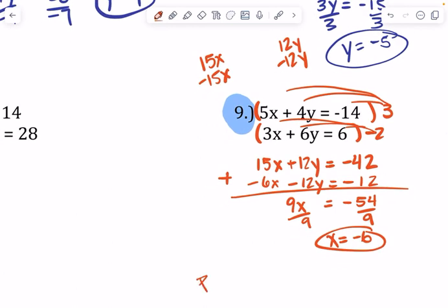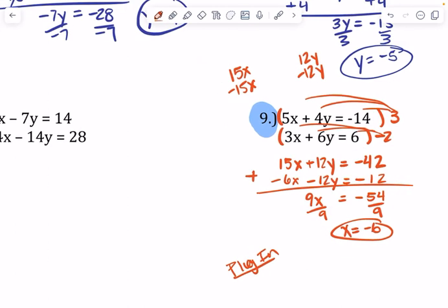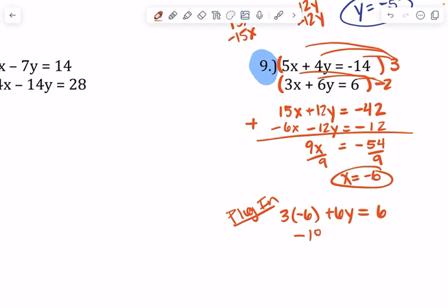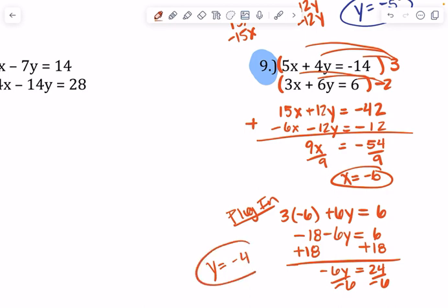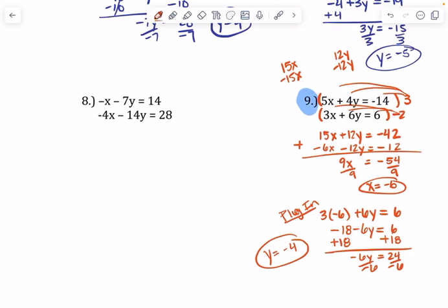And then we need to just pick one of your original equations to plug into. It does not matter which one. Whichever one looks best to you. So I'm going to do the 3x plus 6y equals 6. So we found x, so 3 times negative 6 plus 6y equals 6. So negative 18 plus 6y equals 6. Add your 18 over. 6y equals 24. Divide by 6. y equals 4.